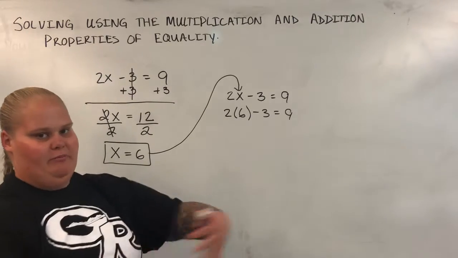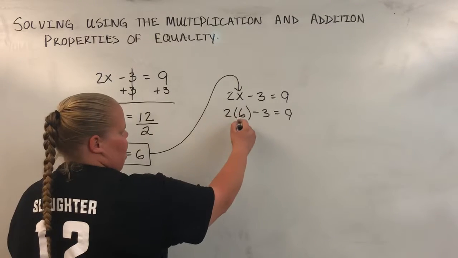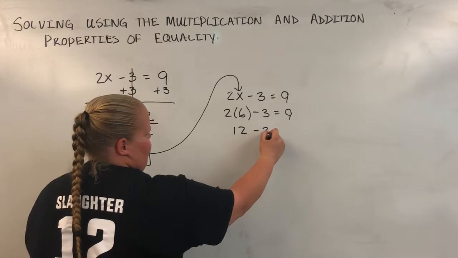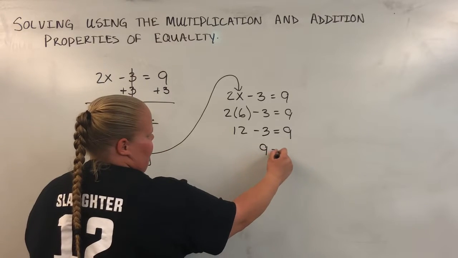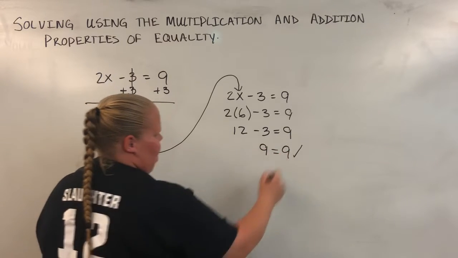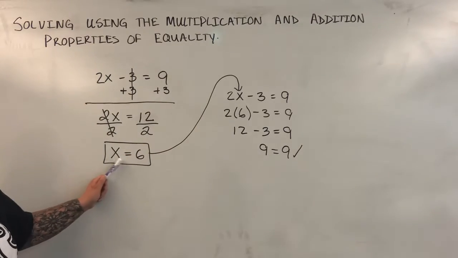So now we just use PEMDAS. We multiply before we add or subtract. 2 times 6 is 12. We're going to subtract 3 from that, and it should equal 9. 12 minus 3 is 9. The sides equal each other. That's accurate. So this is our solution, x equals 6.